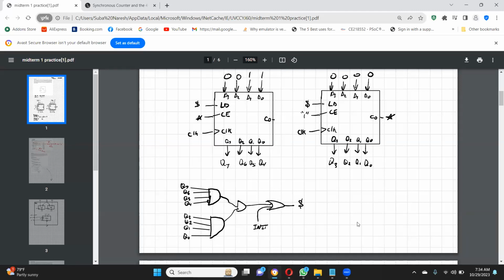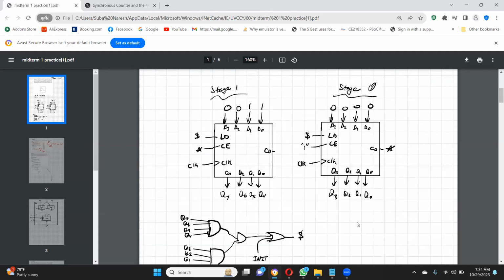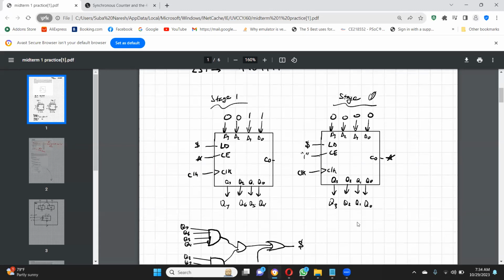You cannot hear me. There are two AND gates, right? There are two AND gates, and Q4 is bubbled, right? Yeah, but what are Q4, Q5, Q6, and Q7? They are the outputs of the counter, the stage one counter.